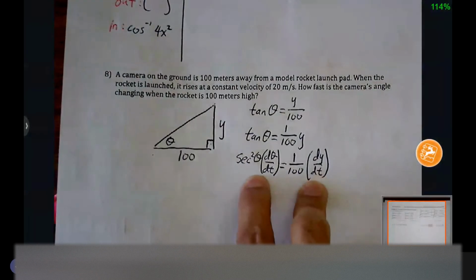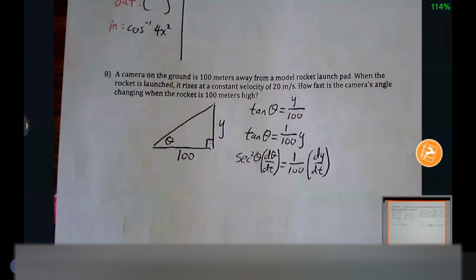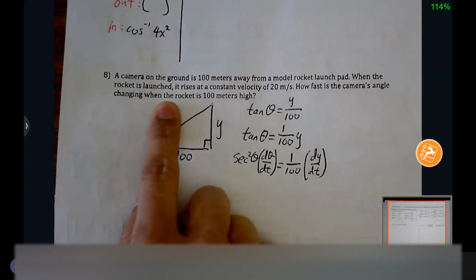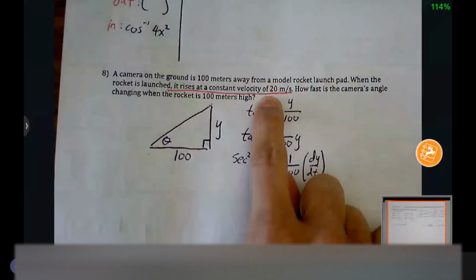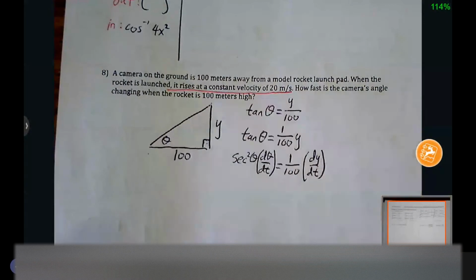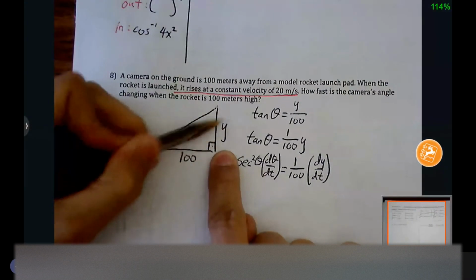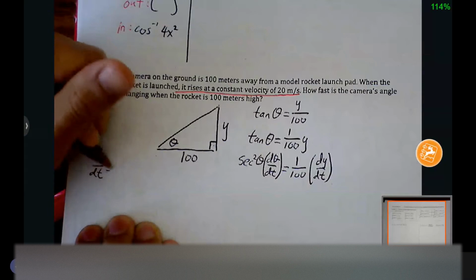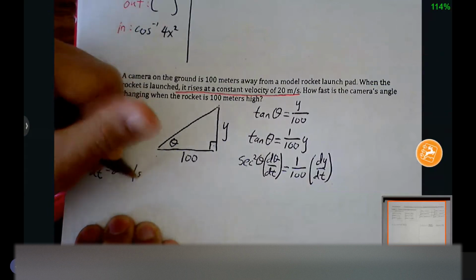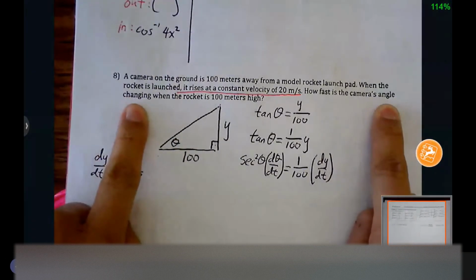We know that our answer is just going to come from this equation, but we still have some missing pieces, right? So let's go back to the problem and see what information we can gather. When the rocket is launched, it rises at a constant velocity of 20 meters per second. So what can we assign that number to? dy dt, right? It's the rate of change of this y variable here. How fast is the camera's angle changing? So we know angle changing, that's d theta dt, right?